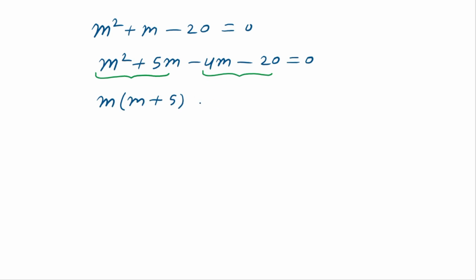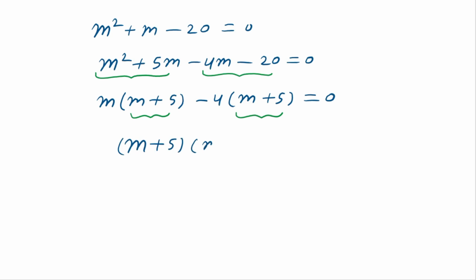Now look carefully here, if we take -4 common, m divided by -4 times... -4 times m gives -4m, and -20 divided by -4 gives plus 5, and this is equal to 0. Look carefully here, m + 5 and here m + 5. Now if we take m + 5 common, this is multiplied by m - 4 and this is equal to 0. Here let's say this expression is a and this expression is b.